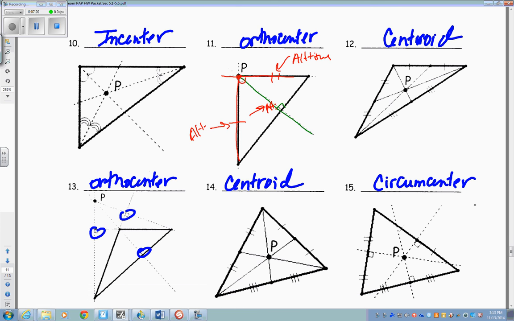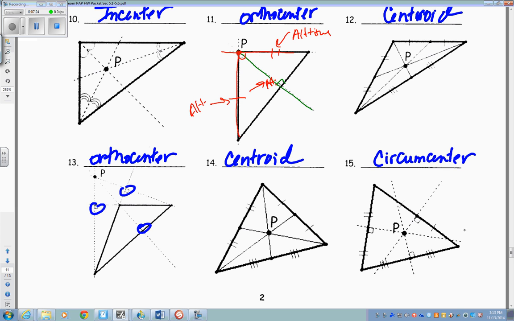All right, 12, centroid. 13, orthocenter. 14, centroid, and 15, circumcenter. Questions on any of these? Orthocenter.